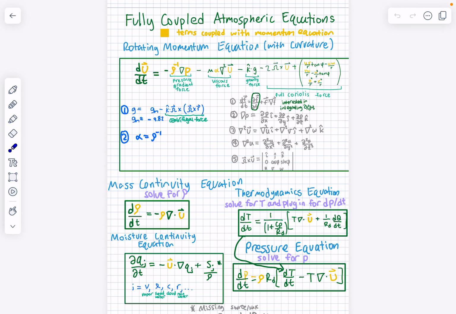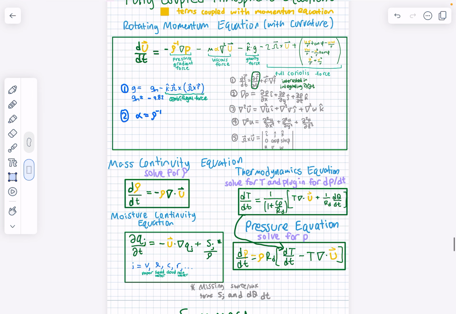In this video, we will be discussing the fully coupled atmospheric equations. What this is doing is taking all the equations we learned and combining them in an effective way for the purpose of modeling the entire atmospheric system, not limited to each individual equation running by itself, but involving all the equations that we've learned to constantly update our equations over time.